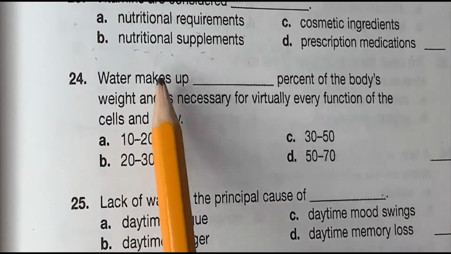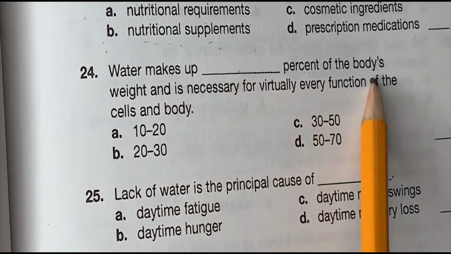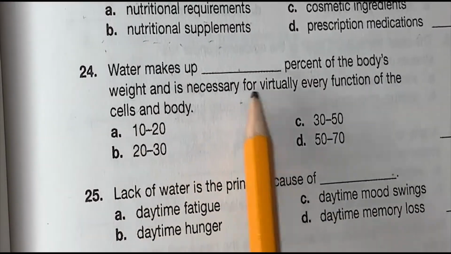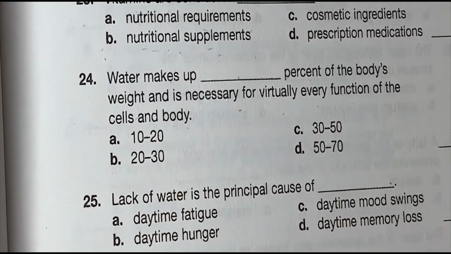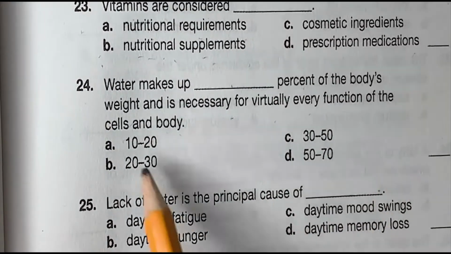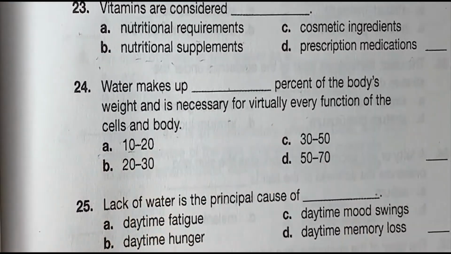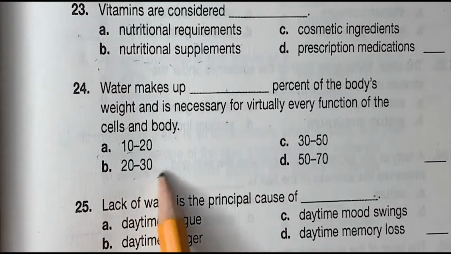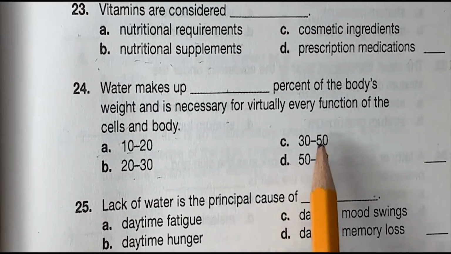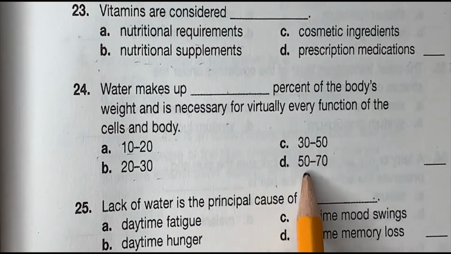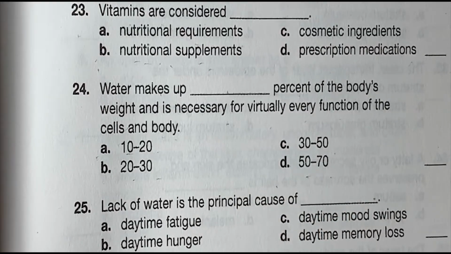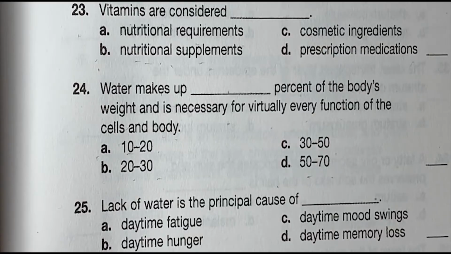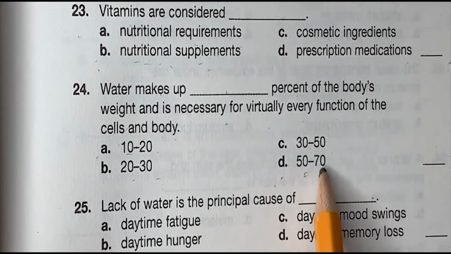24. Water makes up blank percentage of the body's weight and is necessary for virtually every function of the cells and body. Is it A, 10 to 20, B, 20 to 30, C, 30 to 50, or D, 50 to 70? And your correct answer is D, 50 to 70.